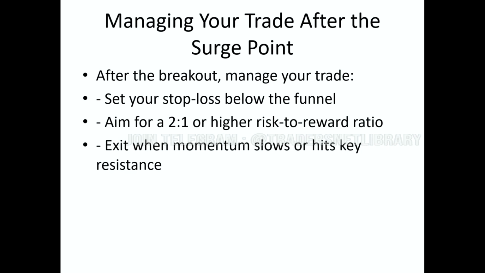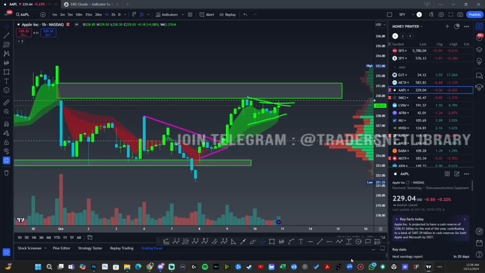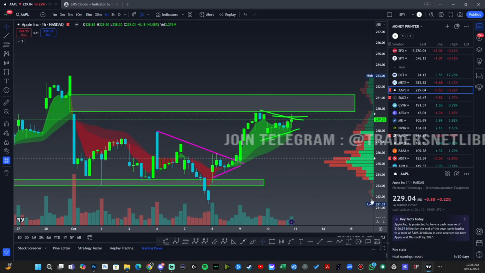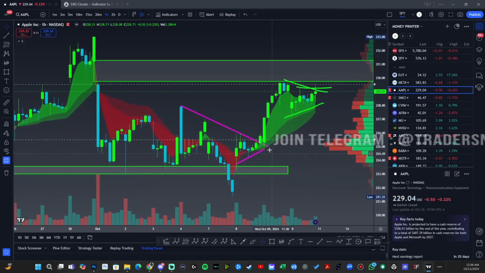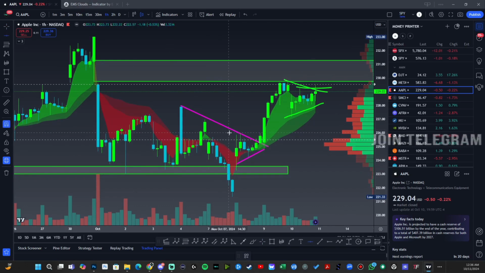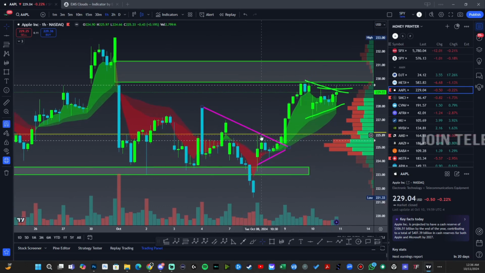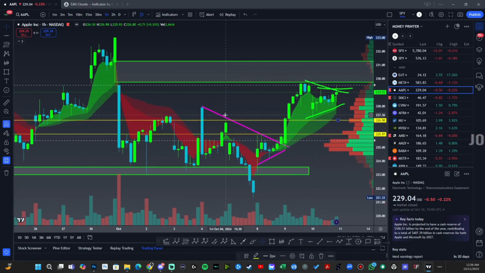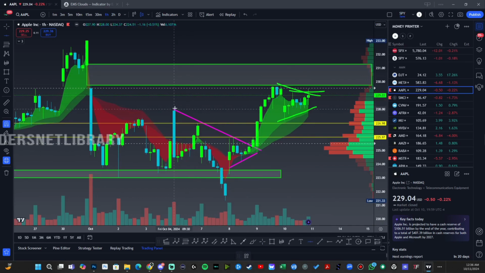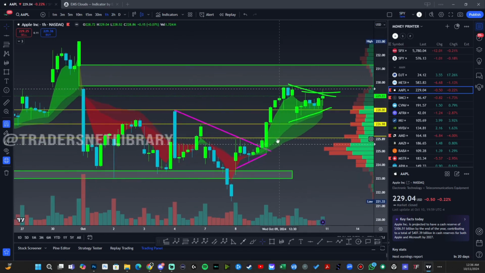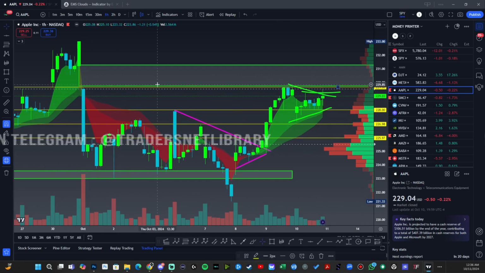You want to exit the trade when momentum slows down, or the price is getting close to a resistance level. So let's pull up the charts again and go over how we go about exiting. Like we mentioned, you've got to set your resistance points before you get into the trade. We have one resistance there, one resistance here, another resistance right there. I always like to set a minimum of 3 or 4 targets up above so I know where to look.